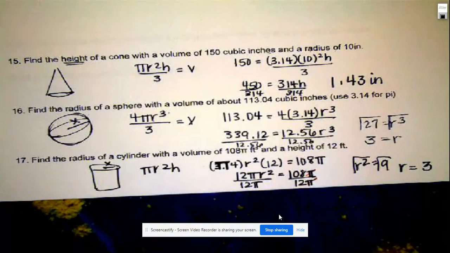All right, guys, so there's some volume problems without pictures and solving for missing parts.